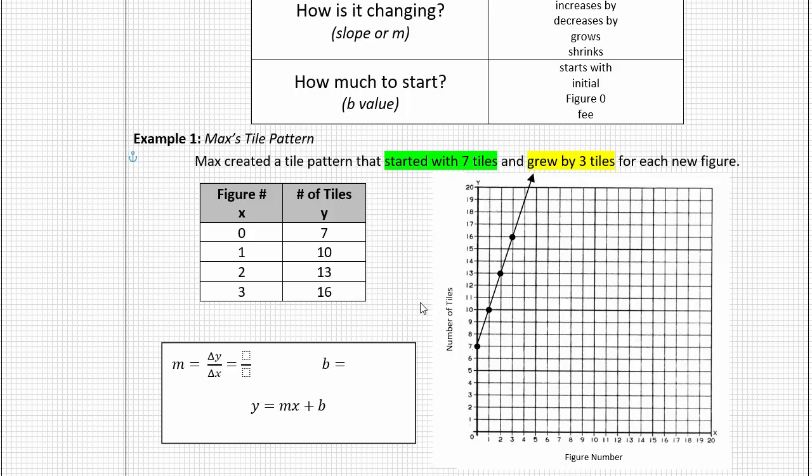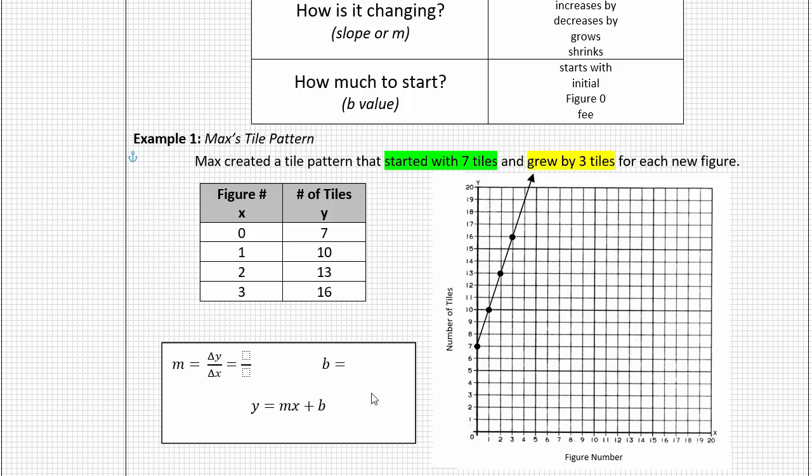So the last step that we need to do is to write our equation. What we want to be able to do though is to prove the link between all of these. So what I'd like you to show me on the table and on the graph is, how would you find the slope? So on the table, where do you see the change in y and the change in x, and what is that value? Where do you see the change in y and the change in x on the graph? And where do you find the b value in both of these representations?